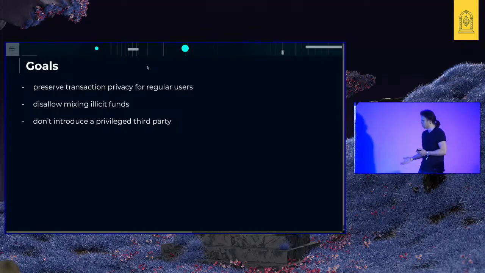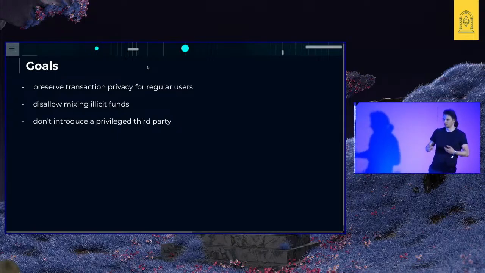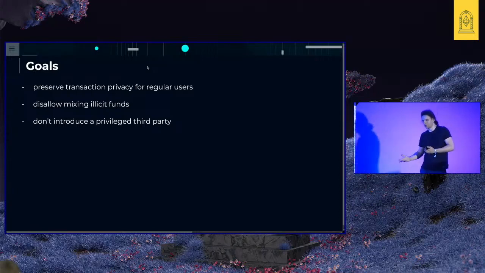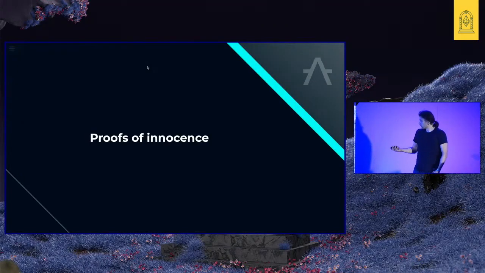Yes, we do not want to reveal anything about normal users. We do want to reveal something about illicit funds, and we don't want to have a third party which decides which is which. So of course, we're not going to have a perfect solution here. We're looking for a good trade-off. A good trade-off is sometimes referred to as proof of innocence.